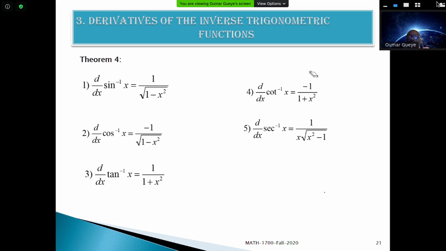Second last formula, this one I'm going to prove because it's totally different to the other functions. So we differentiate the secant inverse with respect to x, and the formula says this is equal to 1 over x root of x squared minus 1. Keep in mind this formula too, and we will prove it next. 1 over x times square root of x squared minus 1. I'm going to give you 30 seconds to write down the formula, and we will prove it.